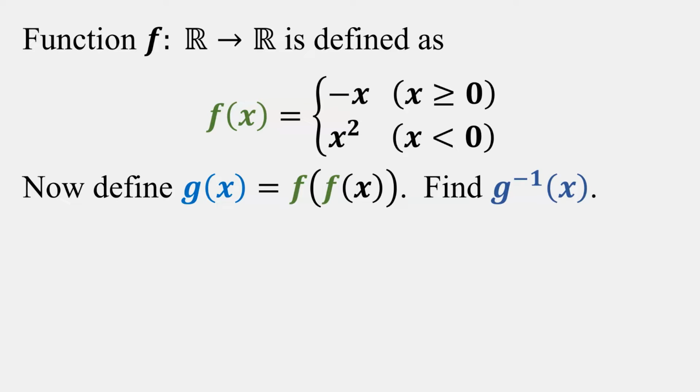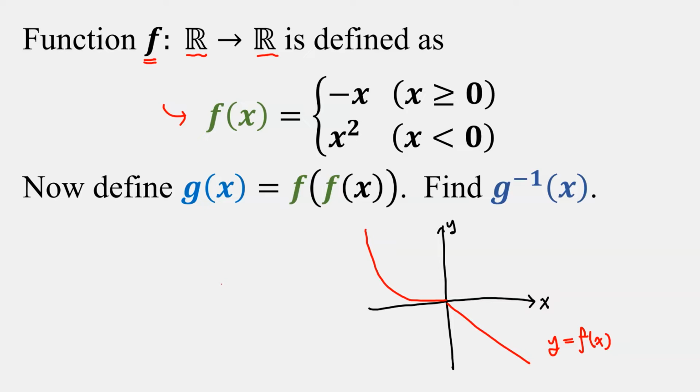In this video, we are going to solve the following problem. The function f from real numbers to real numbers is defined like this: f(x) equals minus x when x is positive or 0, and f(x) equals x squared when x is negative. The graph of f(x) looks like this.